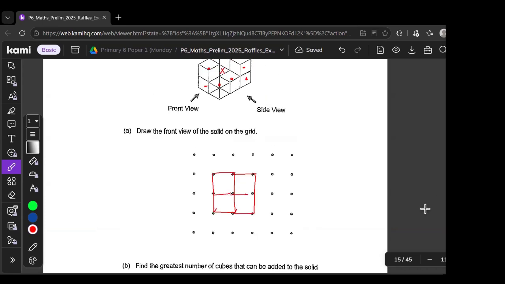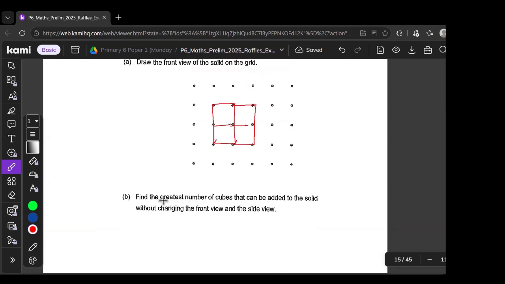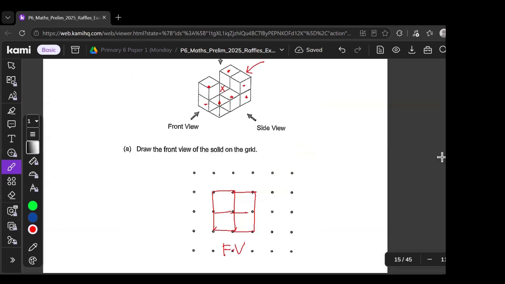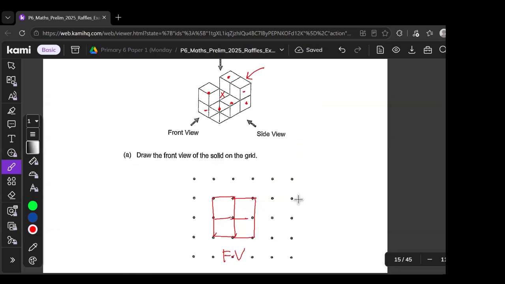Now, how many cubes must you add to the solid without changing the front view and the side view? To do this question, you must know what the front view is and you must know what the side view is. So where's the side view? You will have to draw. If you don't draw the side view, you will not know where to put the cubes. So this is the side view.